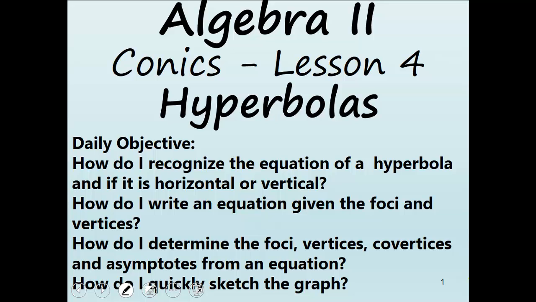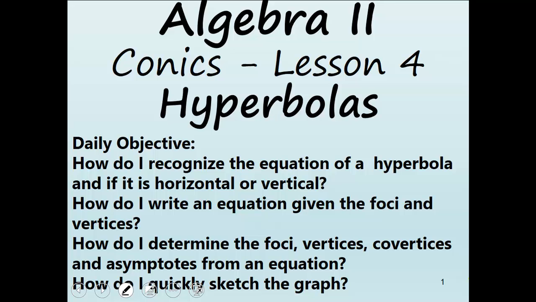All right, we're going to move on to the next conic. This one is called a hyperbola. The graph looks very different from an ellipse and a circle, but the equation looks really close to an ellipse, and so there's only one distinguishing feature.